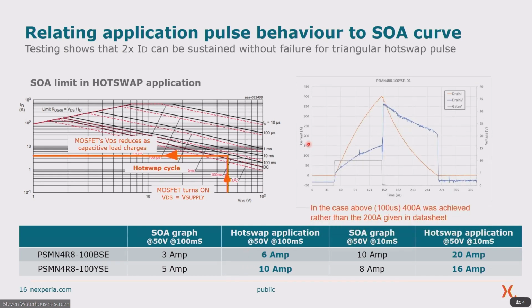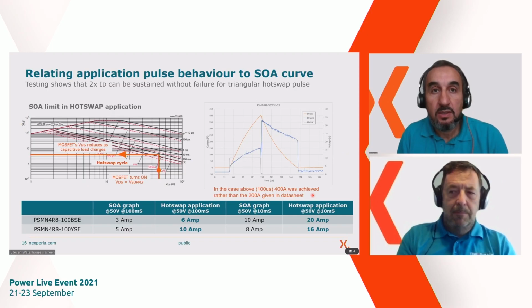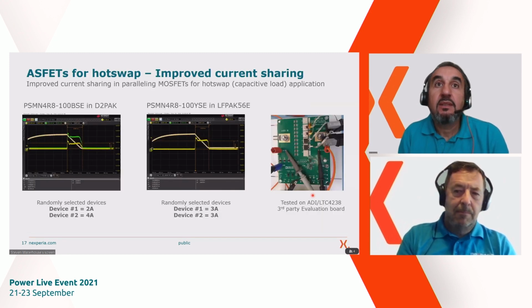That the triangle shape pulse gives you double the current capability of the square pulse. Now, 400 amps has been achieved with the triangle pulse, while the data sheet highlights 200 amps. The removal of the Spirito effect helps a great deal in predicting the behavior of the MOSFET across the voltage range of the VDS. If we move on to the next slide, please.